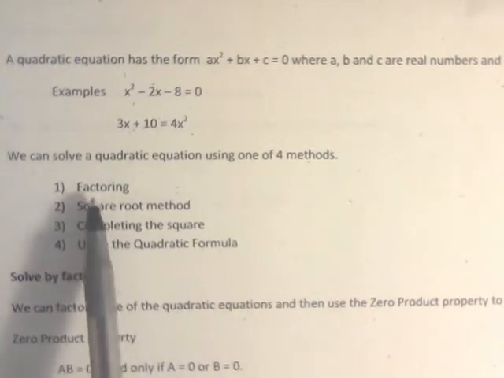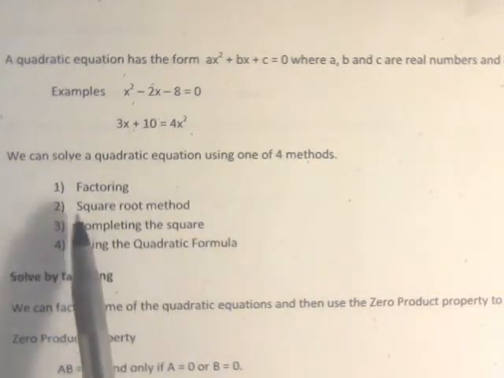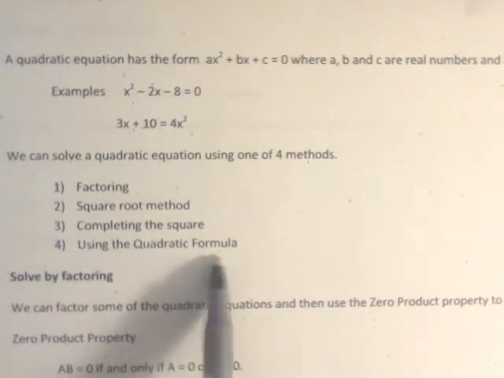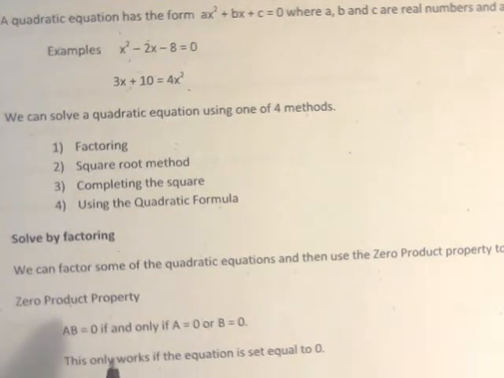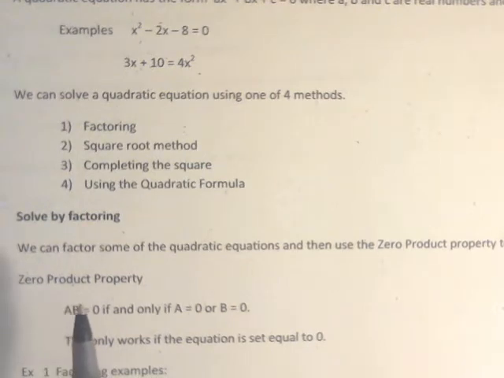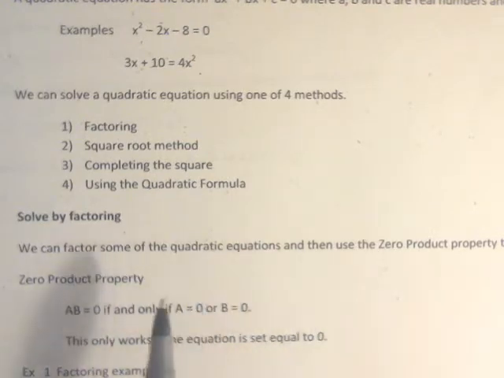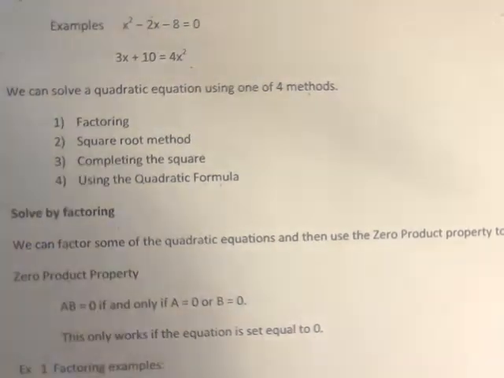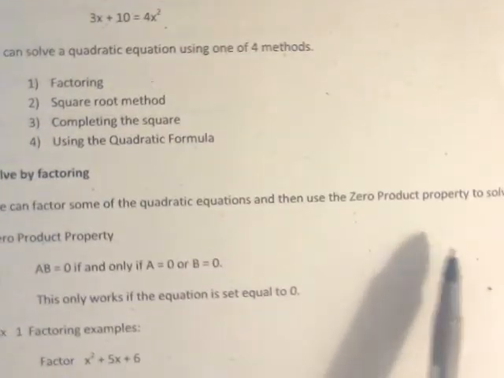So we've got one of the four methods we can use to solve a quadratic equation. We can do it by factoring, square root method, completing the square, or using the quadratic formula. So if we want to first look at solve by factoring, that's the preferable way. Obviously, if you have trouble factoring, it may not be the preferable way, but if you can factor, it's the quickest way. Not all quadratic equations can be factored, but if they can, it's way quicker. And we use what's called the zero product property to solve these.